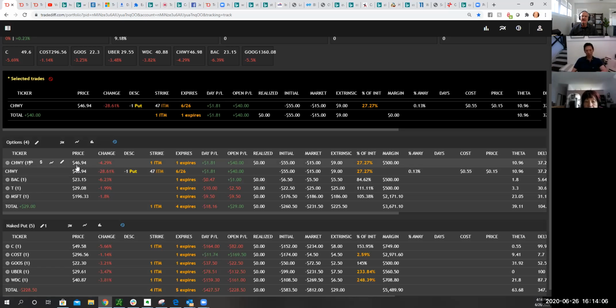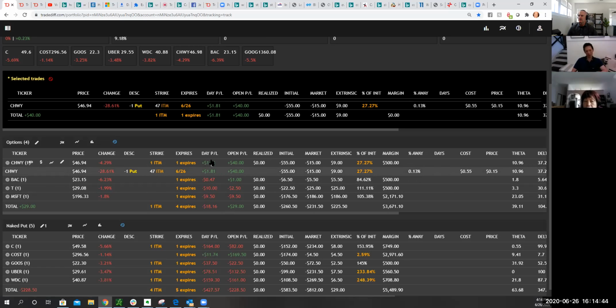Is that right? Is Chewy trading at 46.94? Well, then 47 shouldn't be in the money. Yeah, her put is 47, so she has a 47 put strike. You're right, so it went down below 47. Barely in the money, but notice it's barely in the money, but that's why you have a profit on that, because it's not even in the money yet.